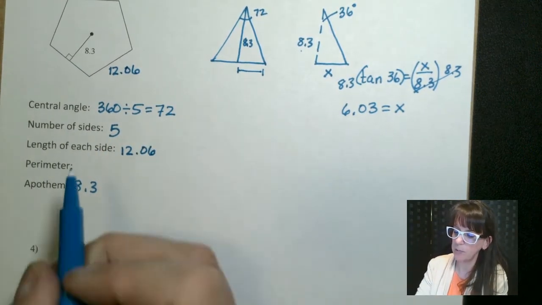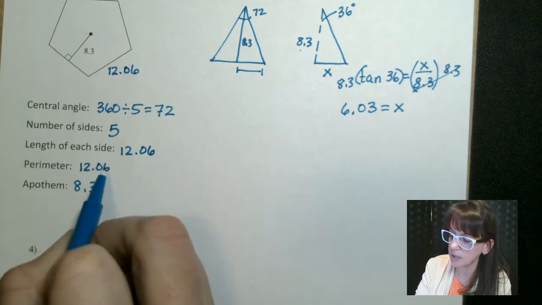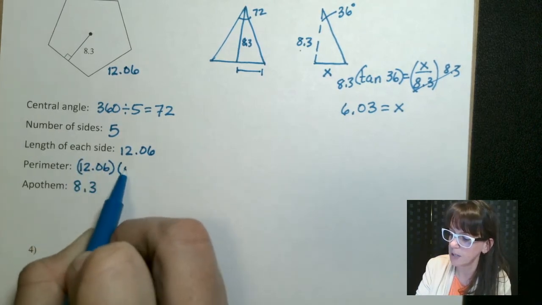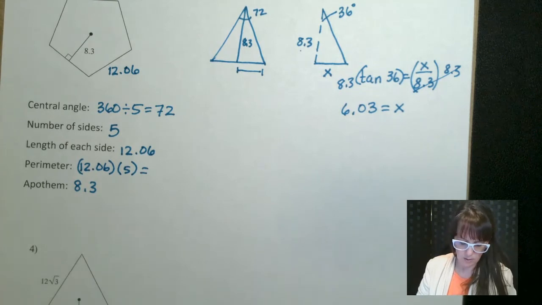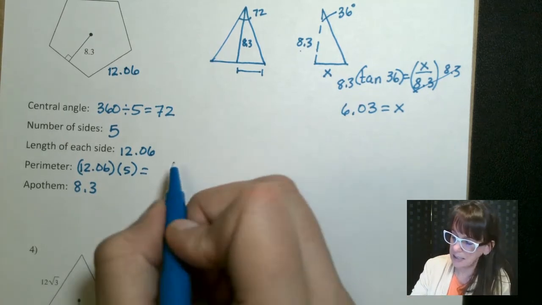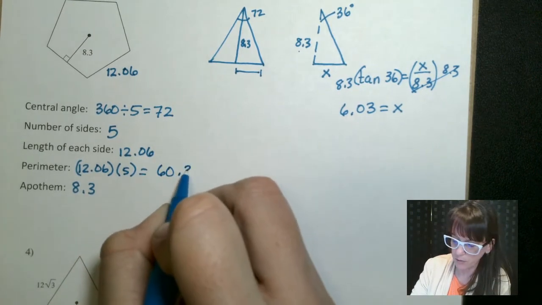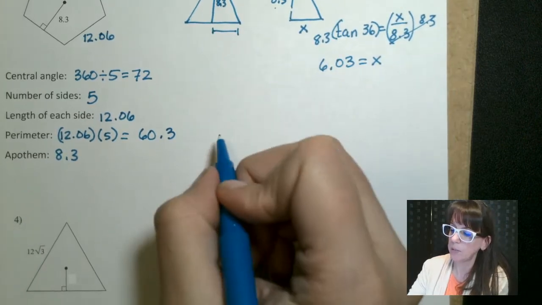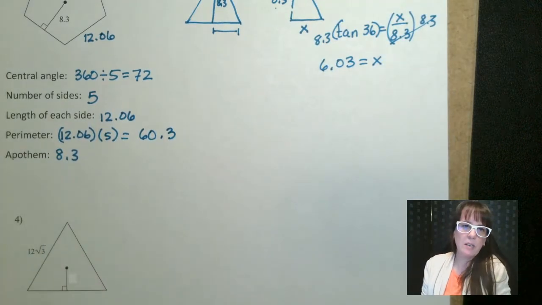So that means our perimeter is 12.06 times 5 equals. Let's times that by 5. We get 60.3. So now we're able to find the area, and for whatever reason, I like doing that in a different color.